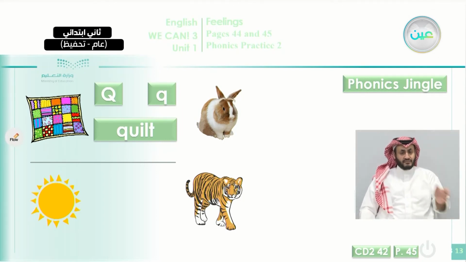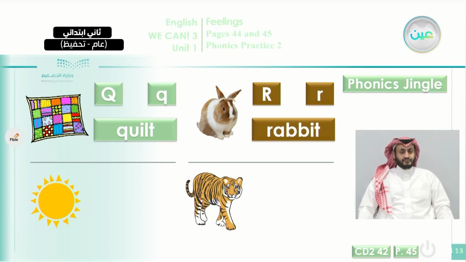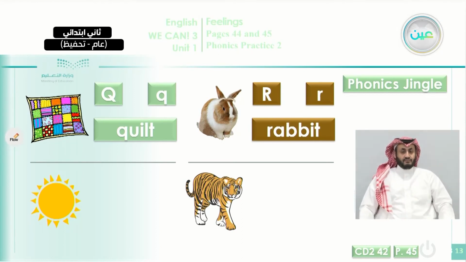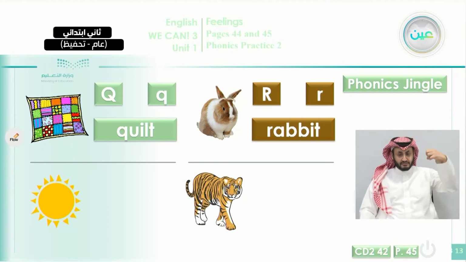What is the next picture here? It is a picture of what? You can tell. Excellent. It is a picture of a rabbit. So the word rabbit starts with R. You can write R whether in capital letter, as you can see here, or you can write it in small letter.